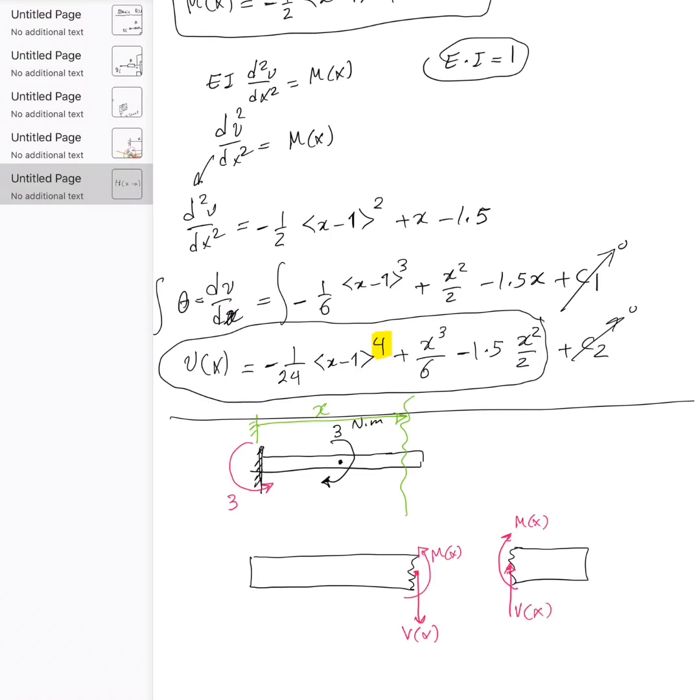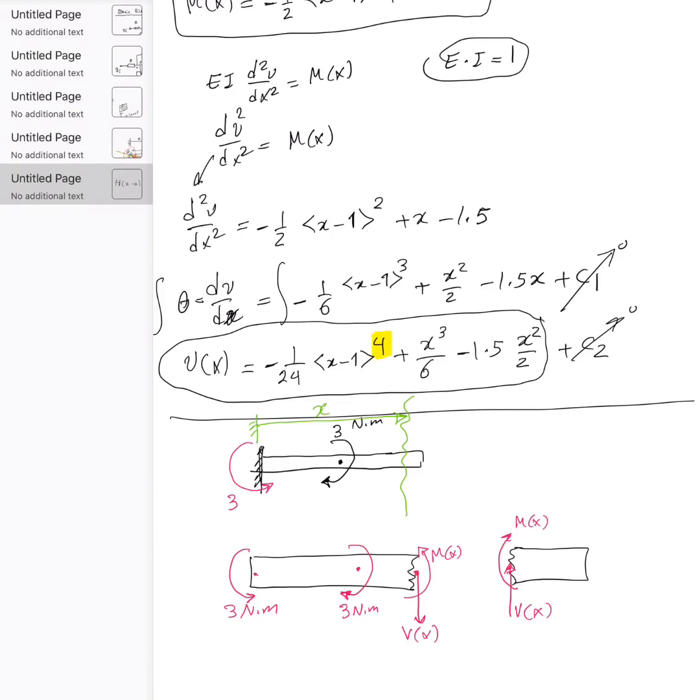And then for the system on the left, you have this 3 Newton meter couple moment here, and another 3 Newton meter in the opposite direction in the wall, to keep it in balance. Don't forget, here we don't have a load, okay?